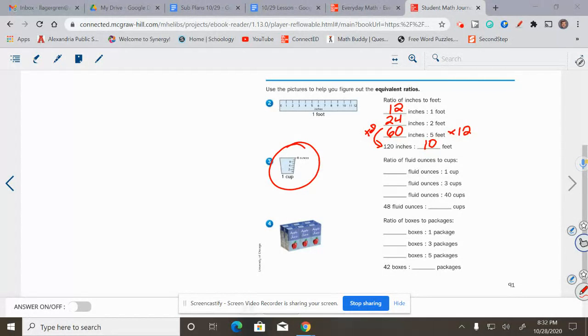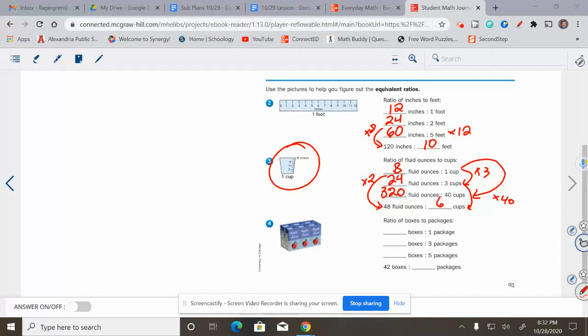Over here, for number 3, it says 1 cup is equal to 8 fluid ounces. So 3 cups, if I triple it, 8 times 3 would be 24. If I multiplied it by 4, a big jump, 4 times 8 would be 32, so that would be 32 fluid ounces. 48 fluid ounces is a good way to get there. That is taking 24 times 2, so then 3 times 2 would be 6 cups.